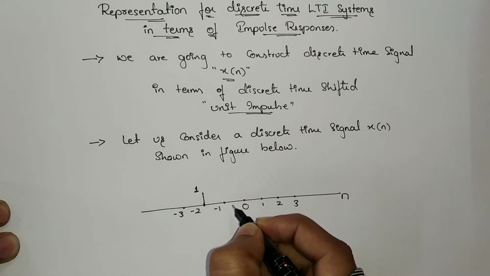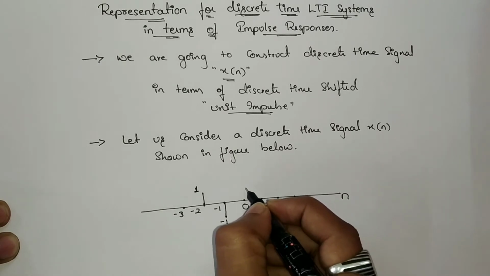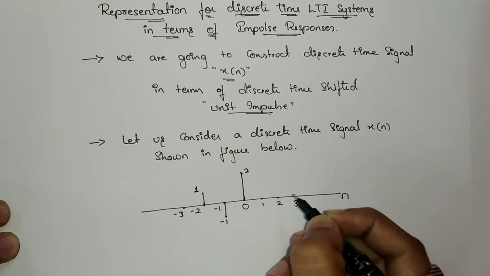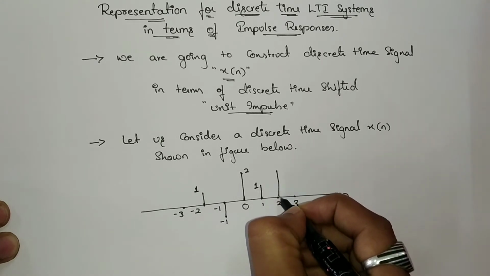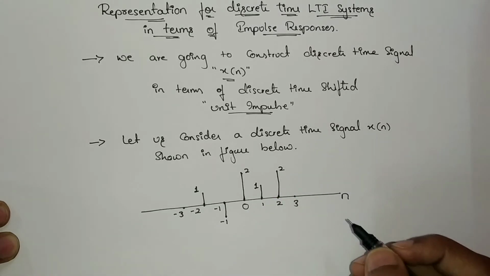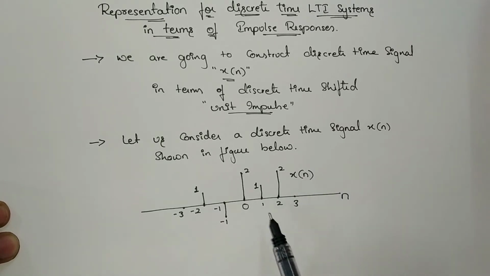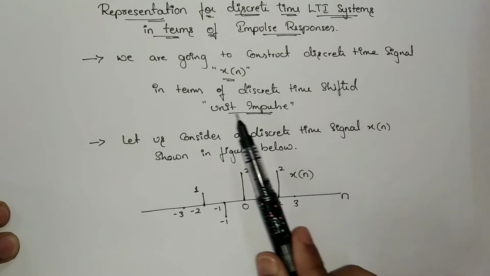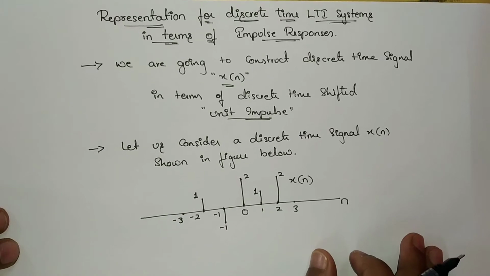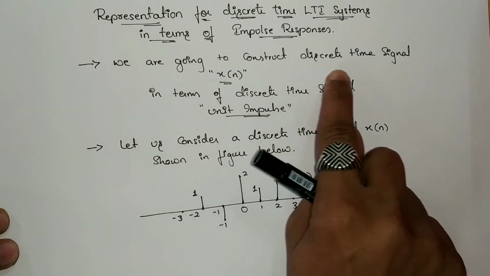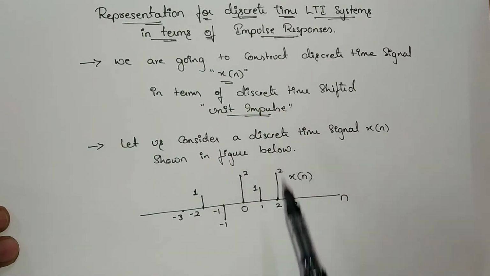Amplitude is 1 at n is equal to minus 2. Amplitude is minus 1 at n is equal to minus 1. Amplitude is 2 at n is equal to 0. Amplitude is 1 again at n is equal to 1. Amplitude is 2 at n is equal to 2. This is the given signal x of n. Now we are going to split this x of n in terms of discrete time shifted unit impulses. Let us see how we are going to construct the discrete time signal x of n in terms of discrete time shifted unit impulses.